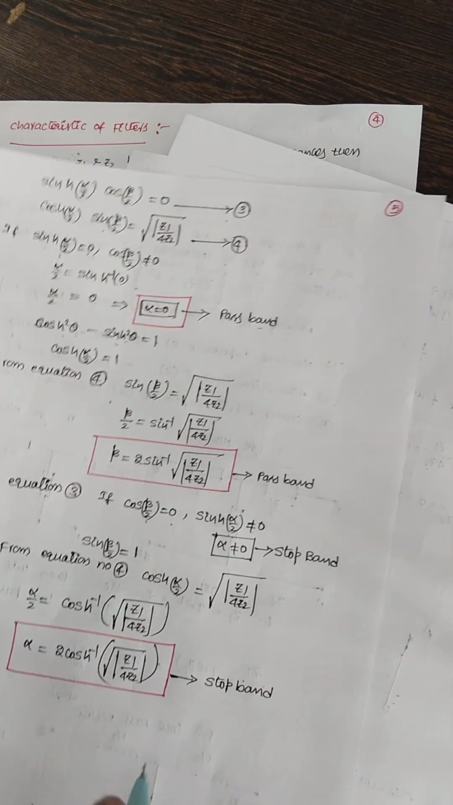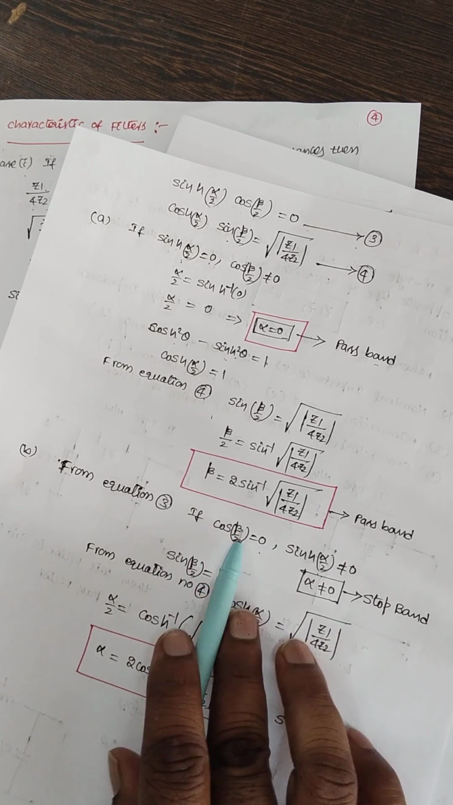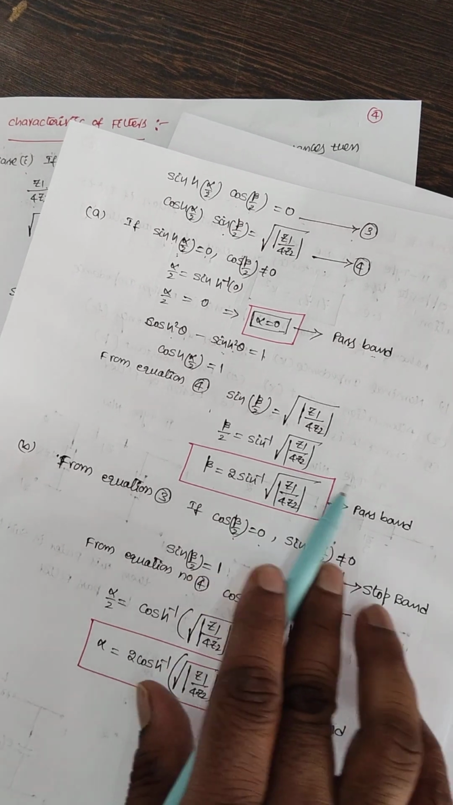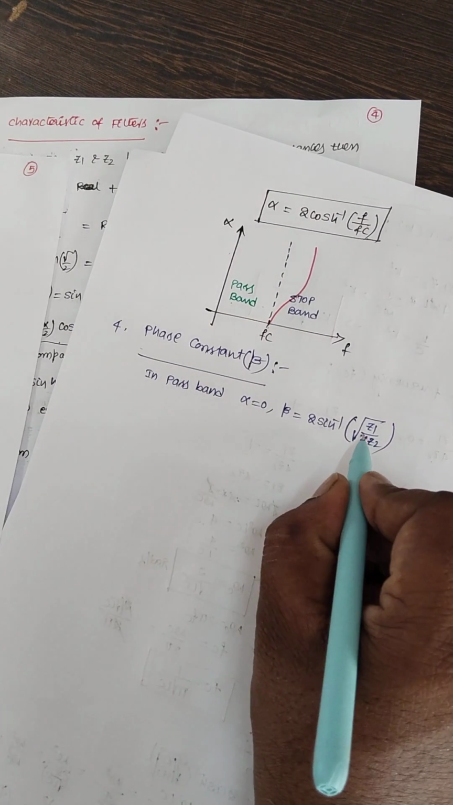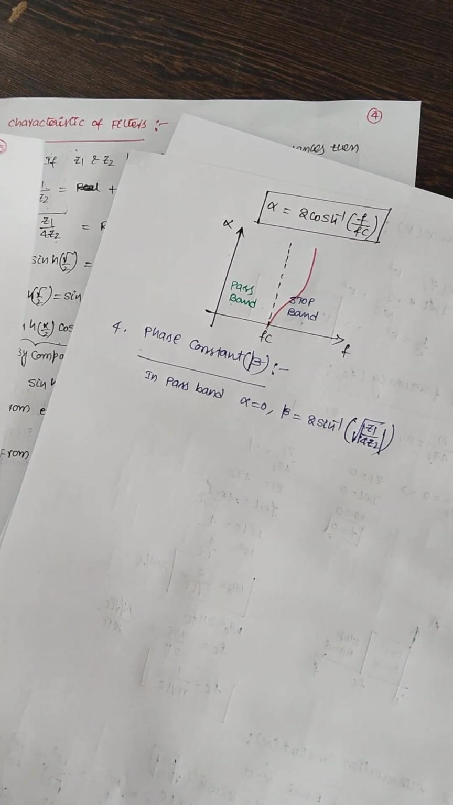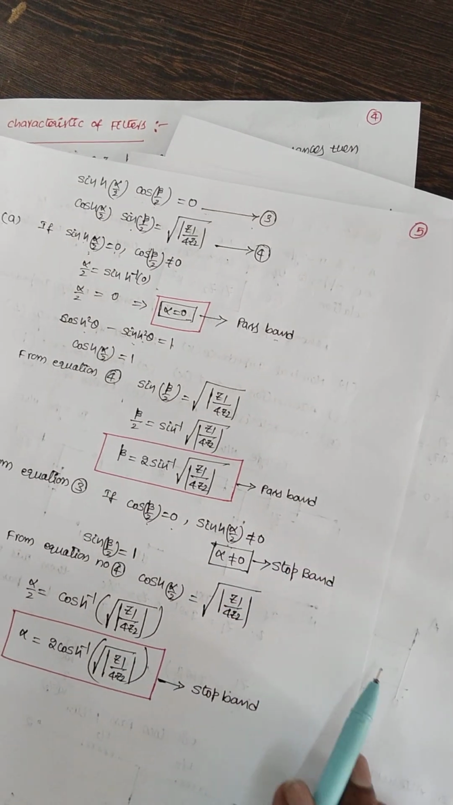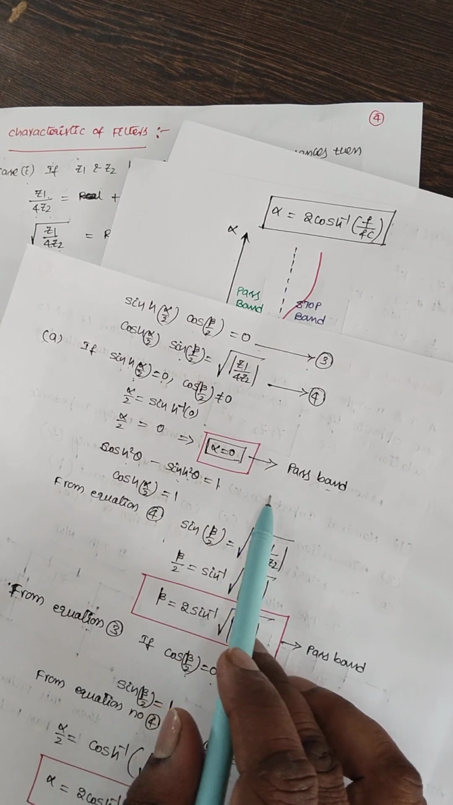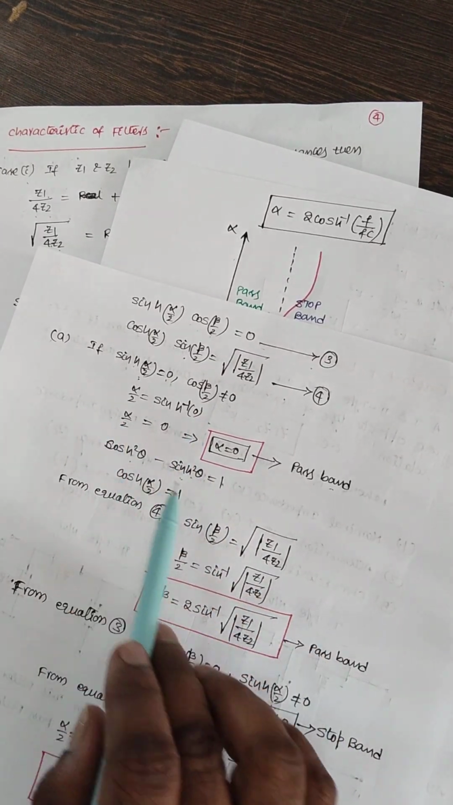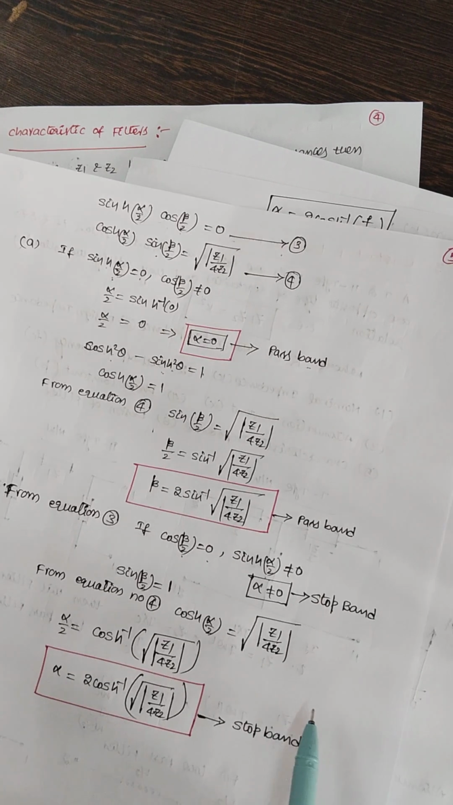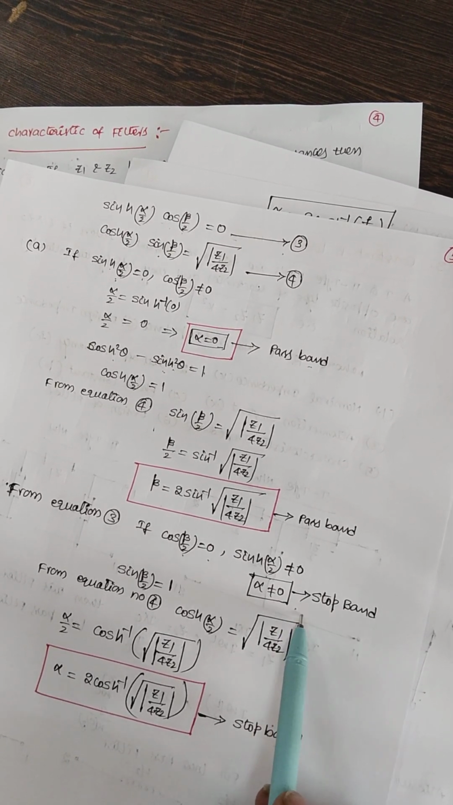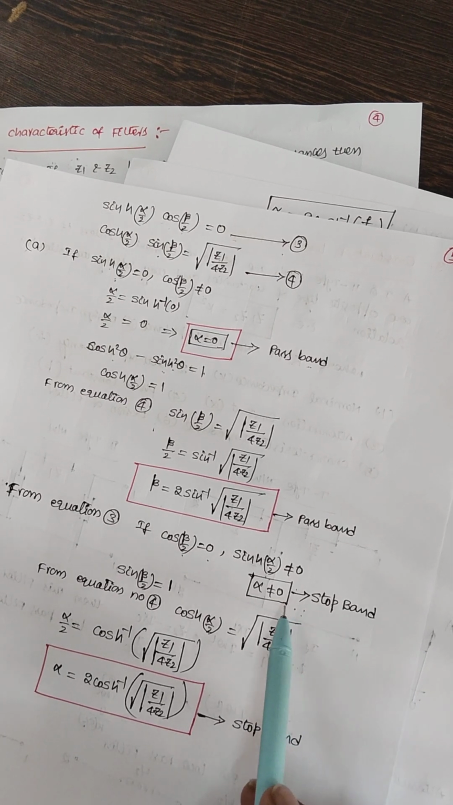Here the expression for beta, we derived in the last session: beta is equal to 2 sine inverse of the modulus of square root of z1 by 4z2. That is in the pass band. But what about the stop band? In the stop band, alpha is not equal to 0.